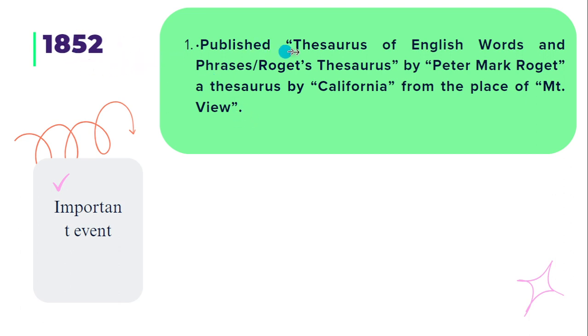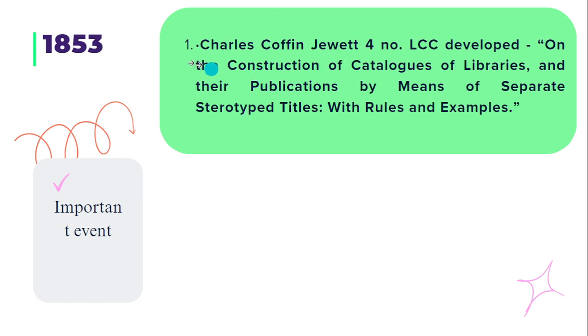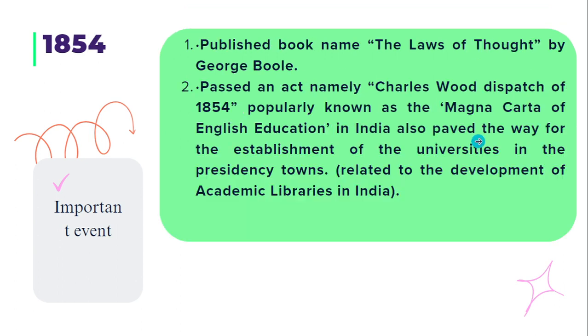In 1852 the Thesaurus of English Words and Phrases, Roget's Thesaurus, was published by Peter Mark Roget. Then in 1853 Charles Coffin Jewett's library catalog code was developed, on the construction of catalogs of libraries and their publications by means of separate stereotype titles with rules and examples.